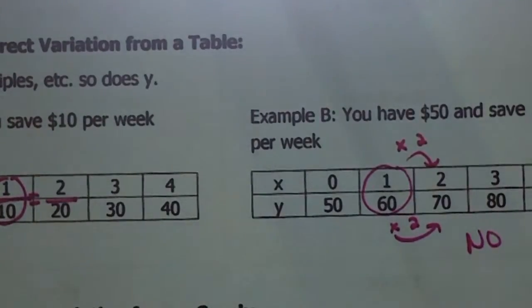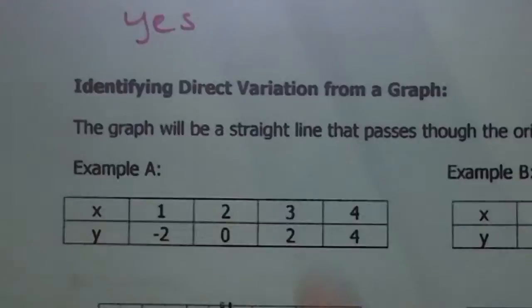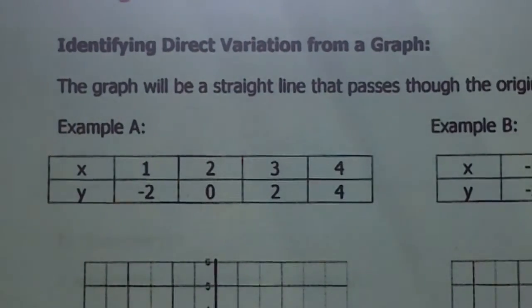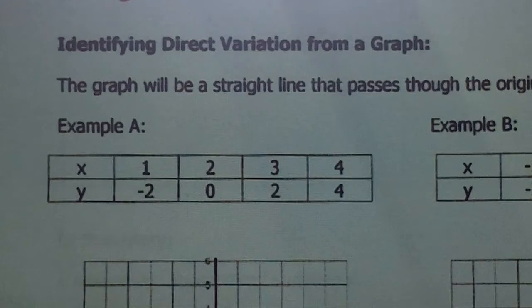All right, so that's how you can tell from a table. When you're looking at a graph to determine if there's direct variation, two things. The graph needs to be a straight line so that there's a constant rate of change going on, and the graph needs to pass through 0, 0.